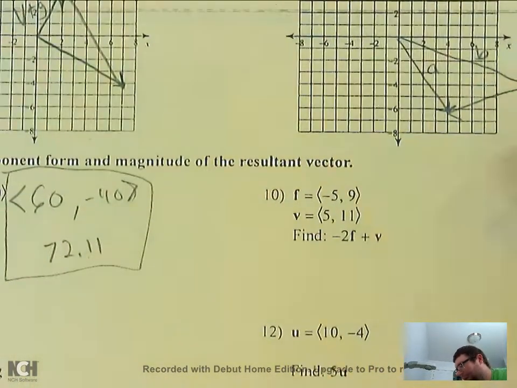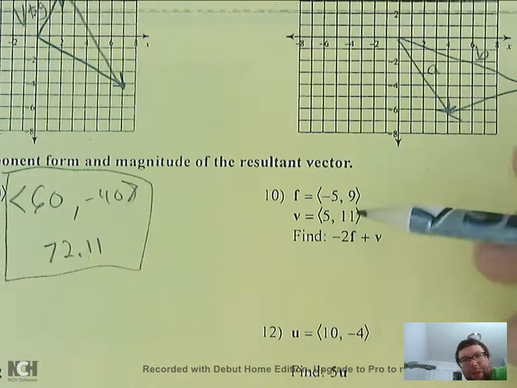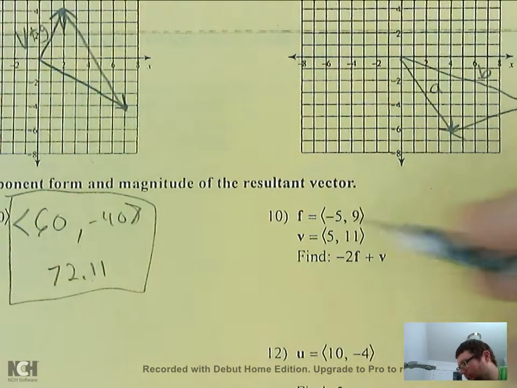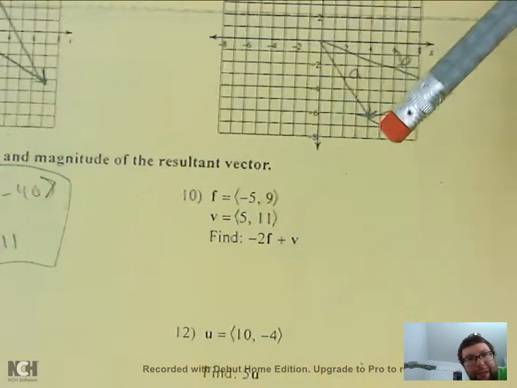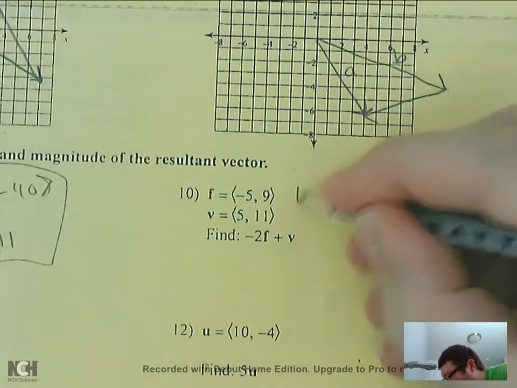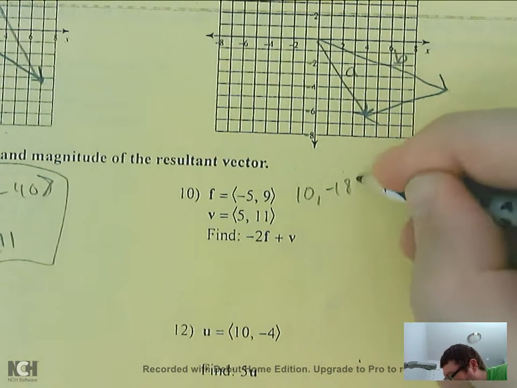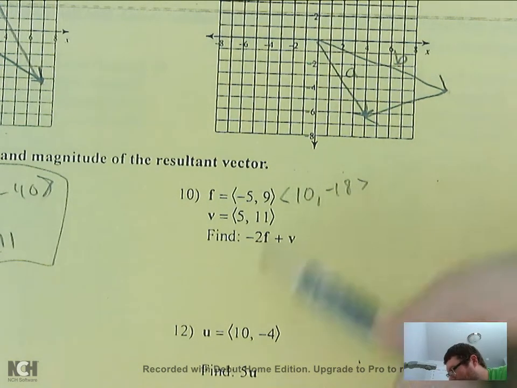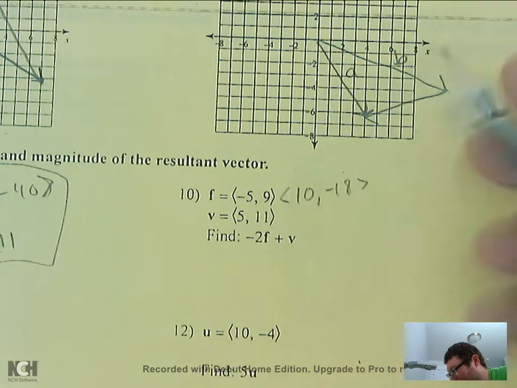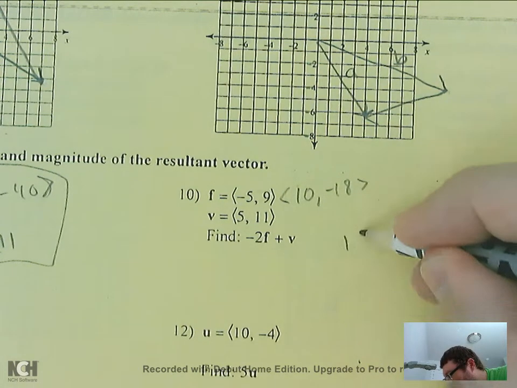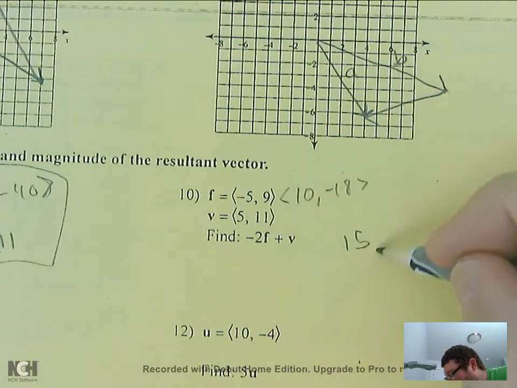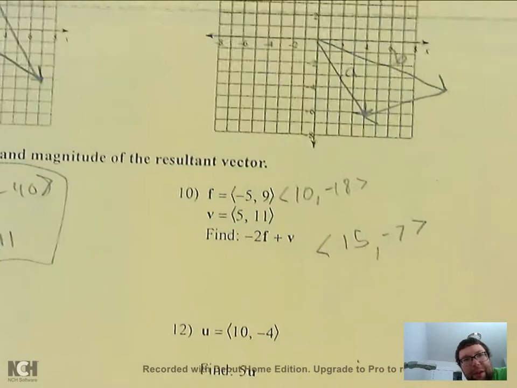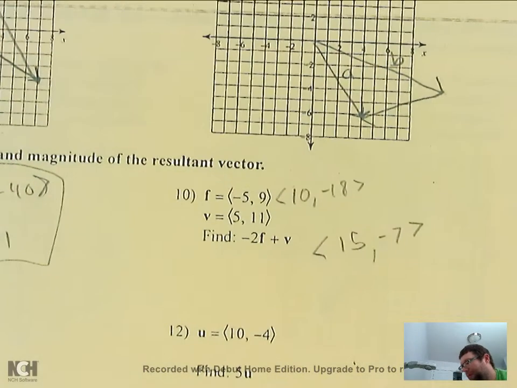Okay. This one, it wants me to scale f and then add it with v. So first thing I'm going to do is multiply f by negative 2. So that would be 10 and negative 18. Okay, and that's negative 2f right there. Then let's add them. To add them, it's just the x's plus the x's. So that would be 15. And then negative 8 plus 11 would be negative 7. So there's my components of negative 2f plus v.